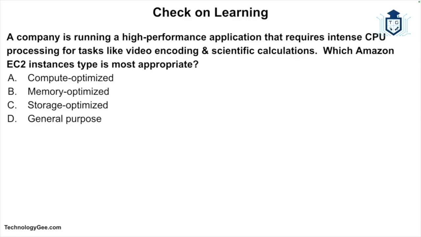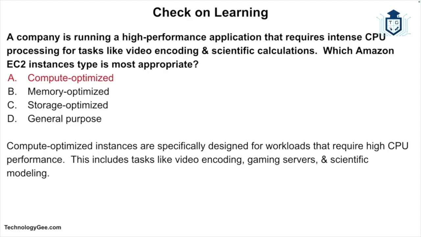Our first question is, a company is running a high performance application that requires intense CPU processing for tasks like video encoding and scientific calculations. Which Amazon EC2 instance type is most appropriate? Is this compute optimized, memory optimized, storage optimized, or general purpose? And the correct answer is compute optimized. So compute optimized instances are specifically designed for workloads that require high CPU performance. And this includes tasks like video encoding, gaming servers, and scientific modeling.